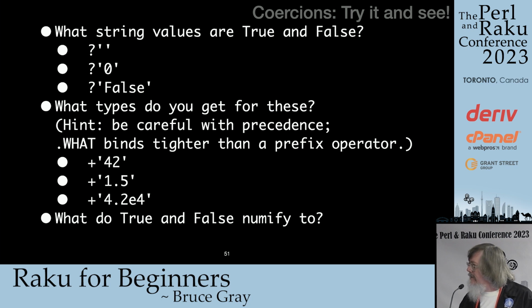Okay, the types of those strings. If I try and numify things that are clearly nums, what do I get? The 42 and 1.5 and... Int, Rat, and Num. And did you know that you had to put parens around to do the dot what? You found out pretty quick, yes.